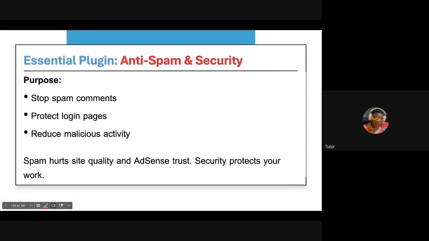Okay. Now, essential plugins. Another plugin is anti-spam and security. All these ones are made for securing your website and reducing spam. At times, after creating your website, you see so many spammy comments. Don't approve any of them. Ignore those comments in your website, on your WordPress dashboard. Ignore them. Don't approve any of it. They are all spammy content. And when you approve them, there's a high chance of getting disapproved by AdSense. Now, the purpose of an anti-spam and security plugin is to stop spam comments, protect the login page, and reduce malicious activity.